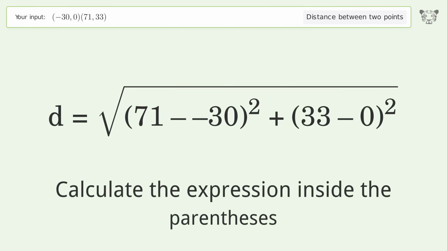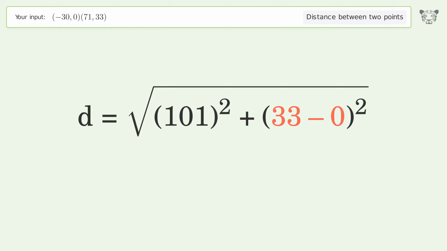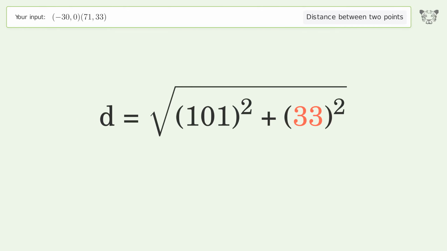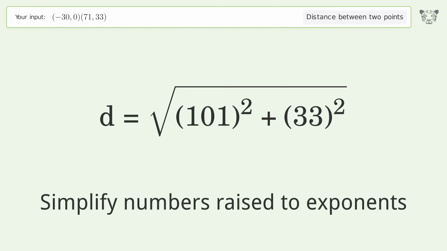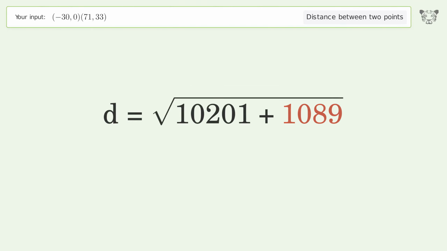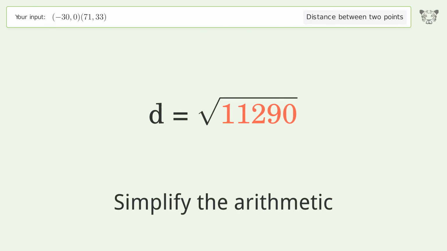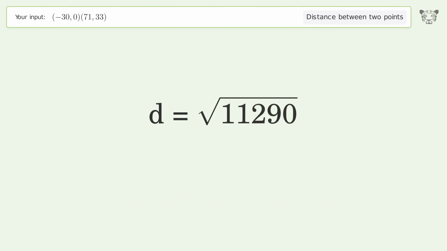Calculate the expression inside the parentheses. Simplify numbers raised to exponents. Simplify the arithmetic. And so the distance between the 2 points is the square root of 11,290, or 106.254.